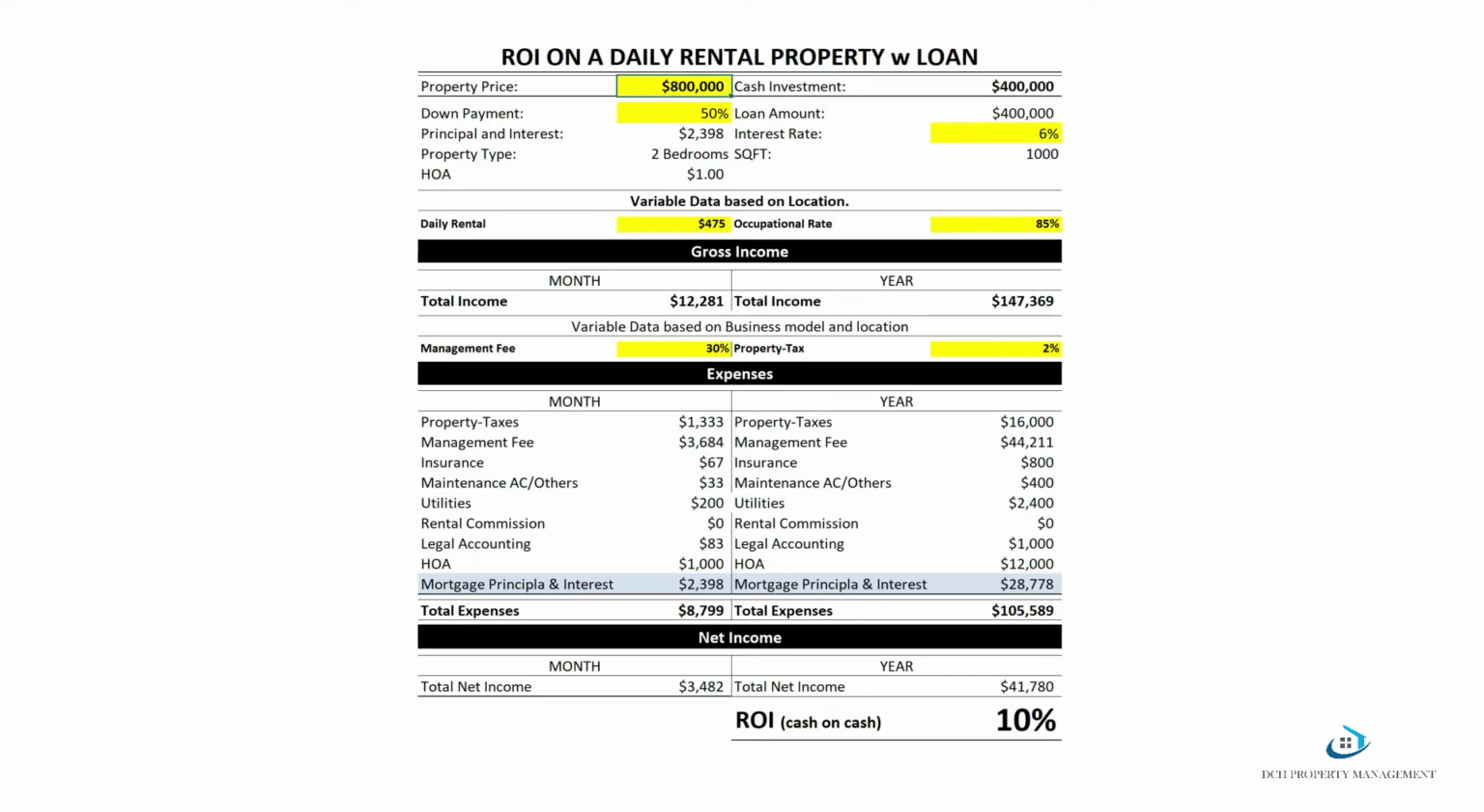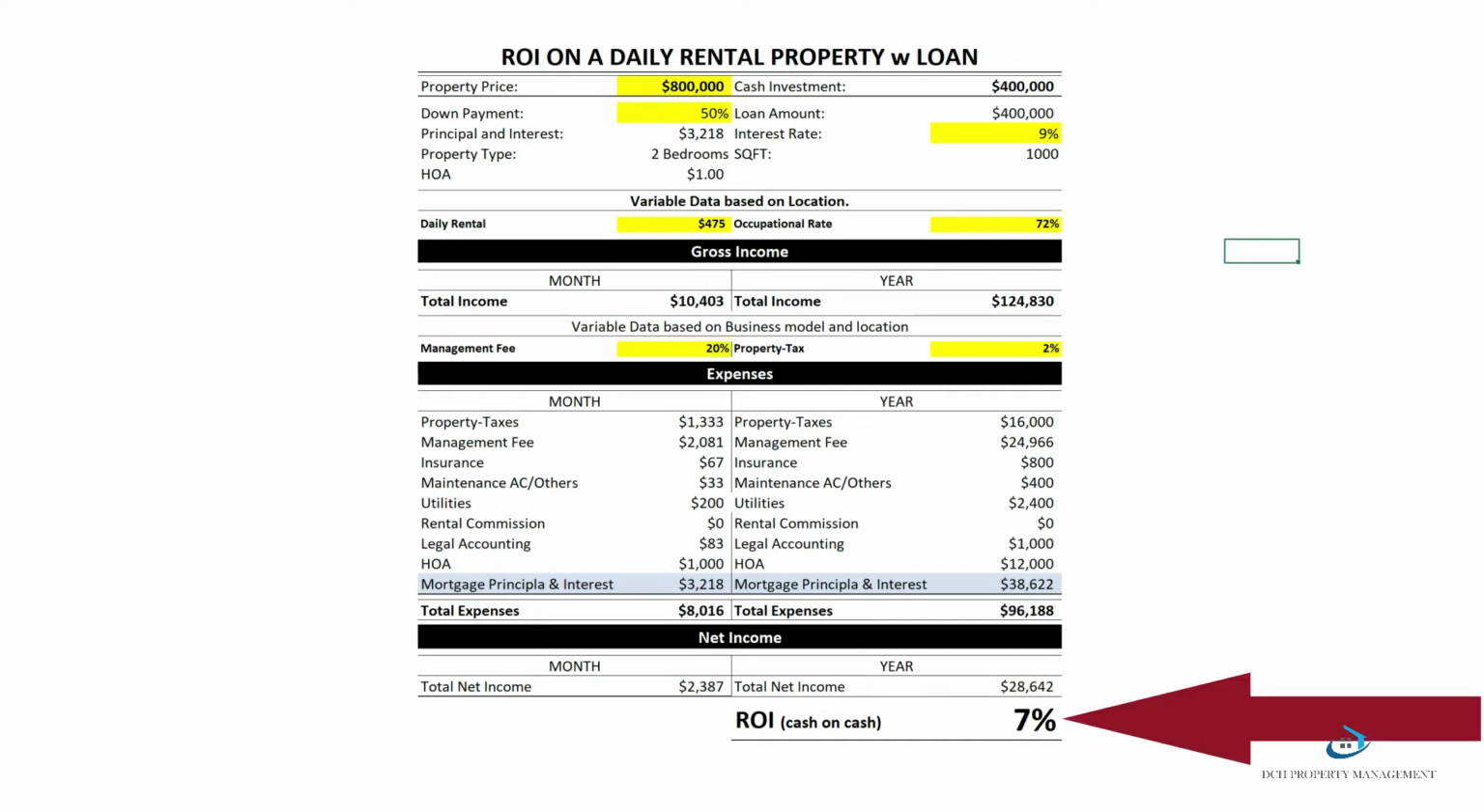Let's review the results with 9% interest rate now, where the ROI goes down to 8%. What if we also change the occupancy rate to 72%? Then the ROI goes from 8% to 4%. There are some cases where the management fee can also be negotiated with your operator or property manager. Let's see what happens if we change it to 20%. We then see an increase in our ROI from 4 to 7%.